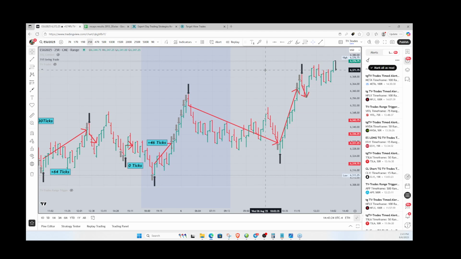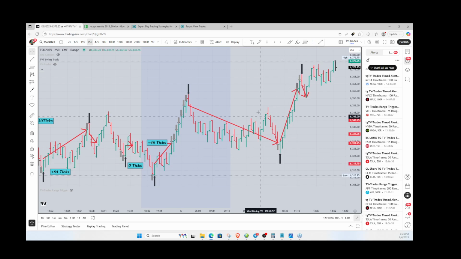So with the ES, if you're doing the large contract, not the micro, that's a pretty big stop out. 25 ticks or 35 ticks, that's a big stop out. But if you're doing the micros, you could do a couple of micros and be making a couple hundred dollars a day, just taking these swing trades.